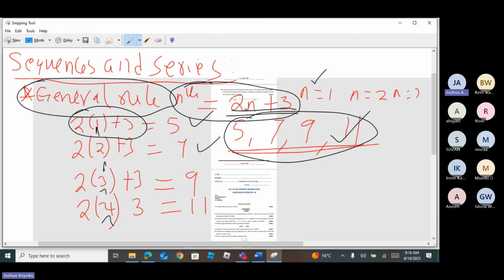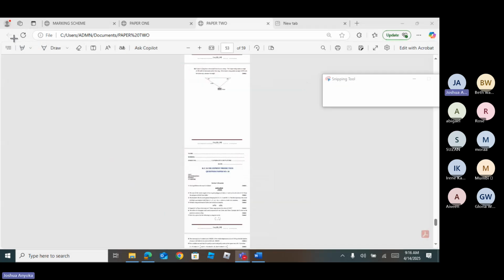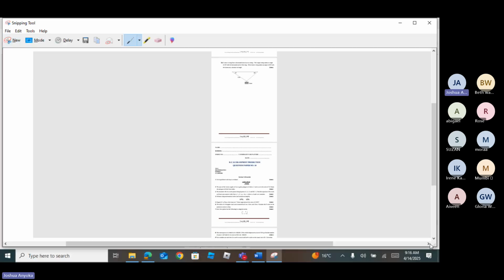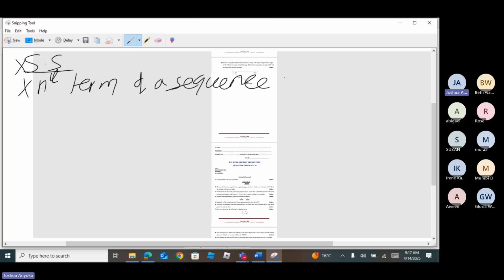So that's one: when you are given the nth term of a sequence, we are done with that. Number 2, in sequences and series, categorically we deal with 2 sequences. The first sequence is the arithmetic sequence, which most of the time we are going to refer to as AP, arithmetic progression.